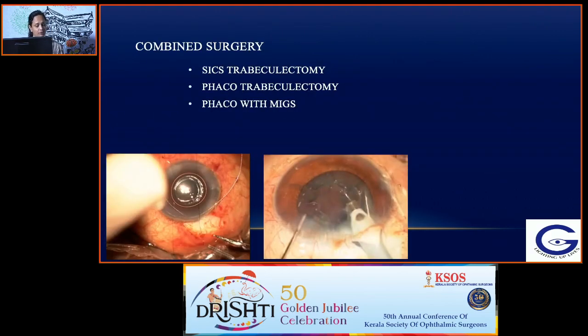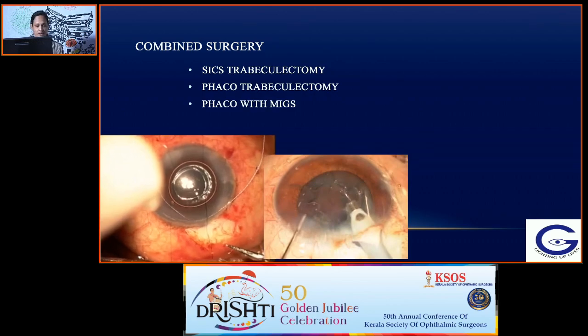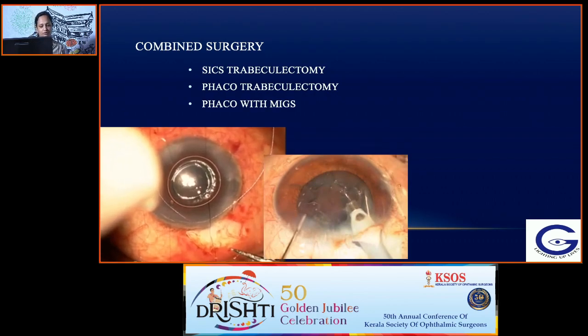So in combined surgery, what are the options? SICS trabeculectomy, phaco-trabeculectomy, and phaco with MIGS. I don't have much experience with phaco with MIGS.